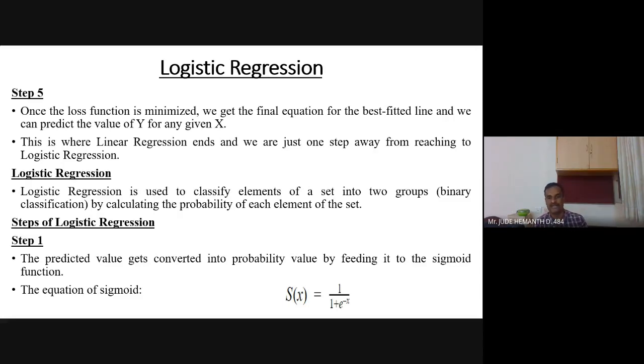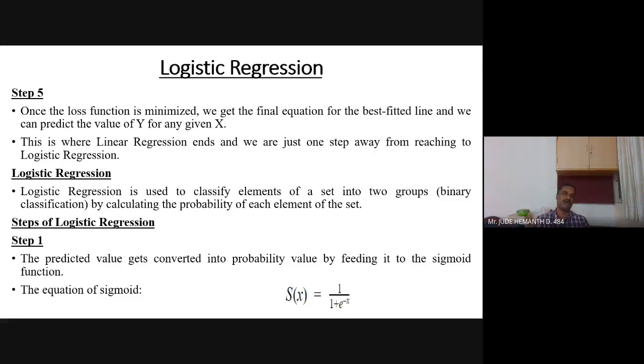What is the input for this sigmoidal function? It is actually the output from step number 5. So that y will be taken and given here. The formula is 1 by 1 plus e power minus x, where x actually corresponds to y in our case.